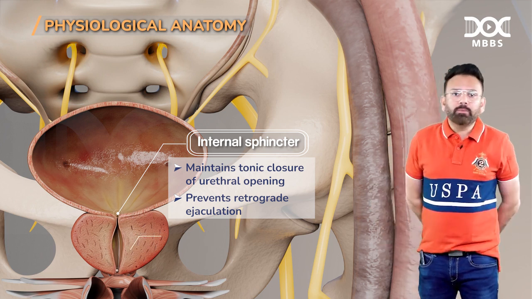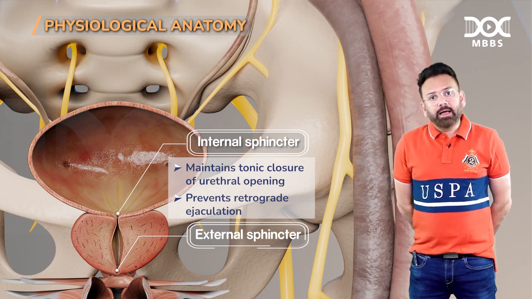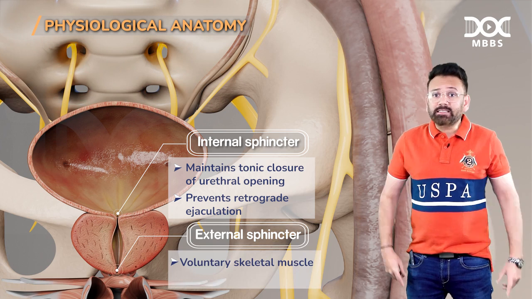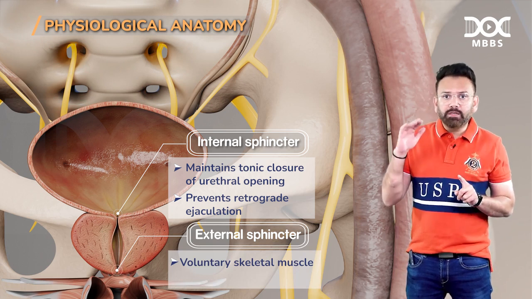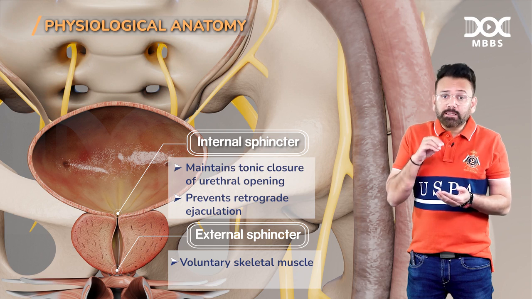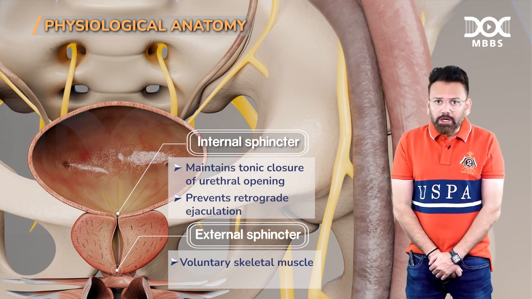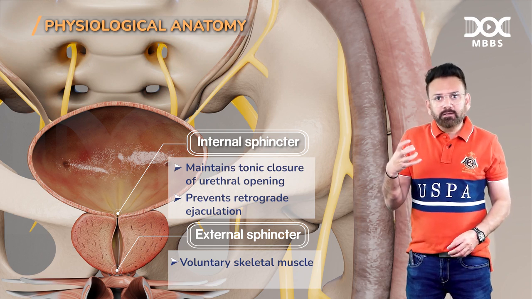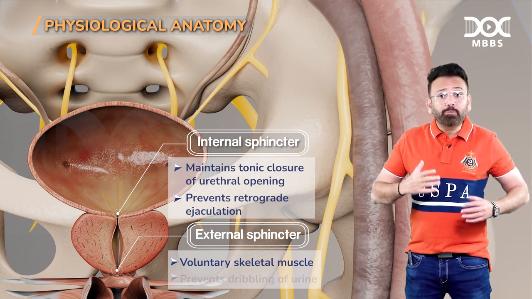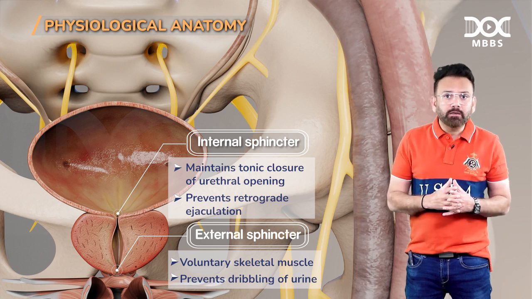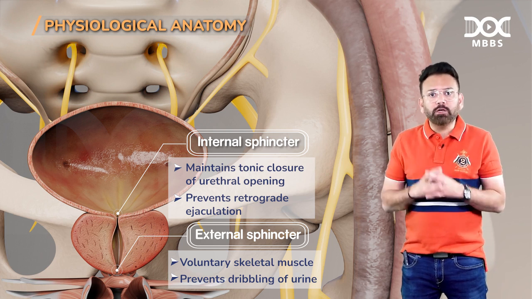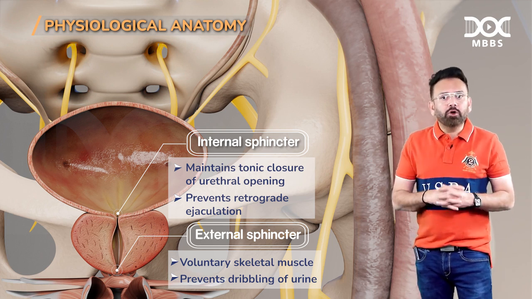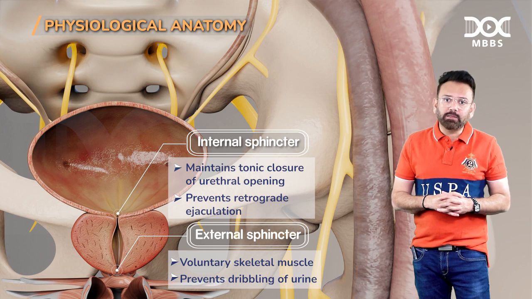Now it also has an external sphincter. The external sphincter is made of voluntary skeletal muscle. Till now we were discussing the smooth muscle, but this external sphincter has voluntary skeletal muscle and it remains tonically contracted. It always remains contracted. Why? To prevent the dribbling of the urine. Normally there is no dribbling of the urine. So who is preventing this? It is the external sphincter, which is actually a voluntary skeletal muscle.